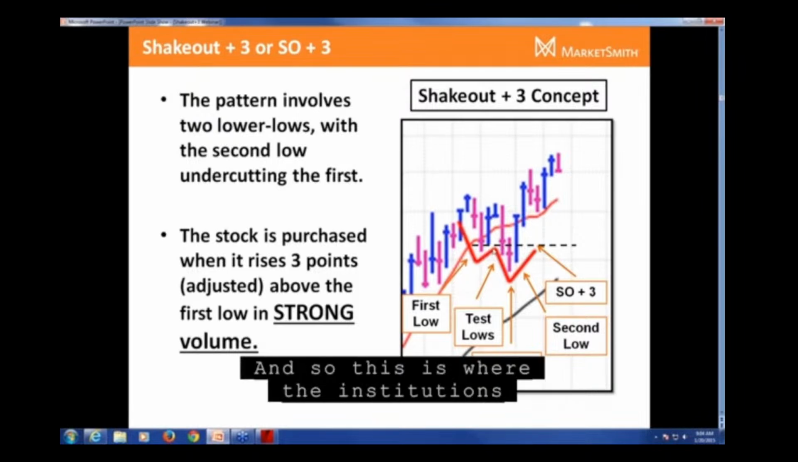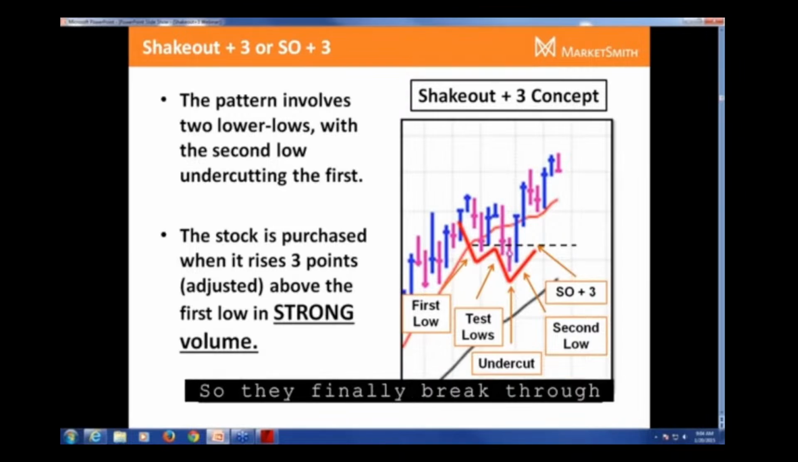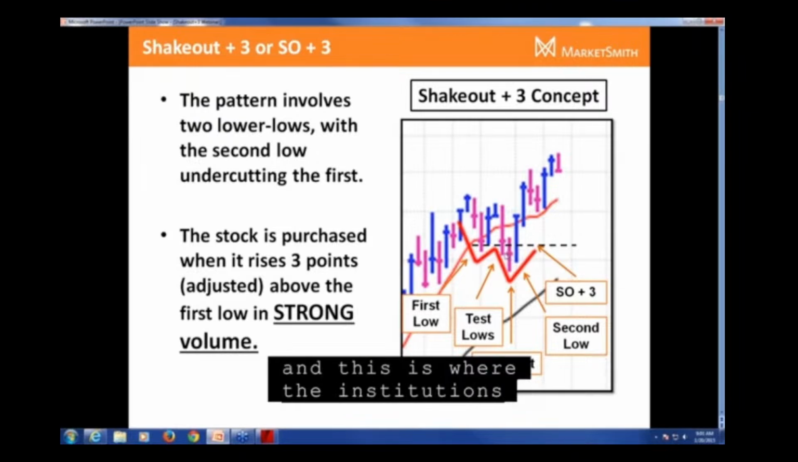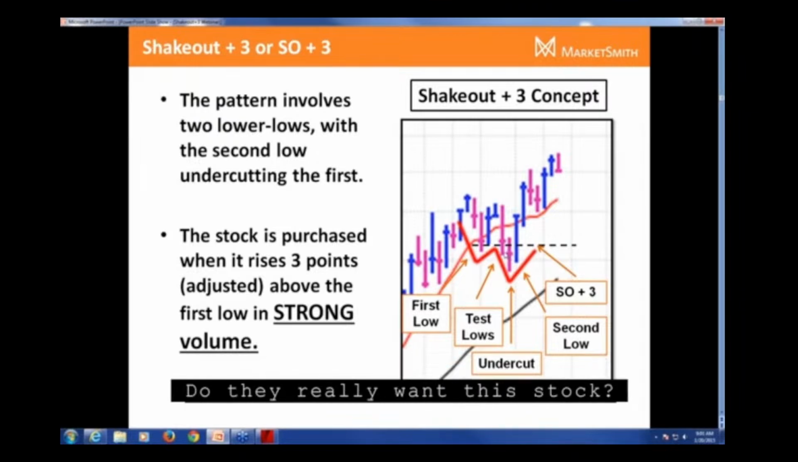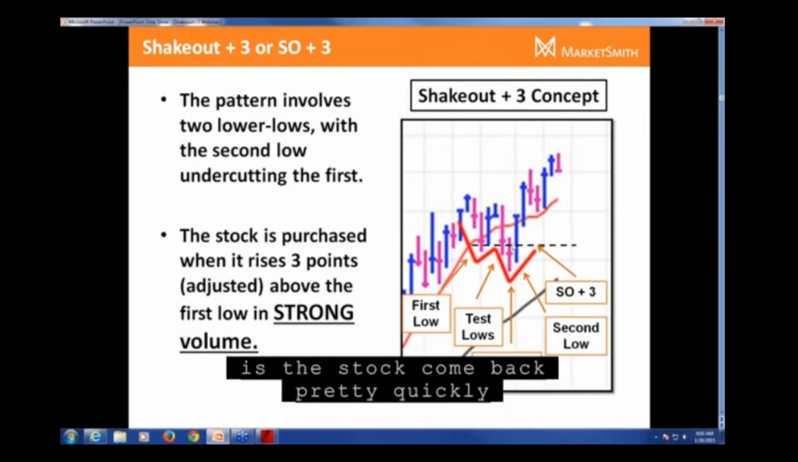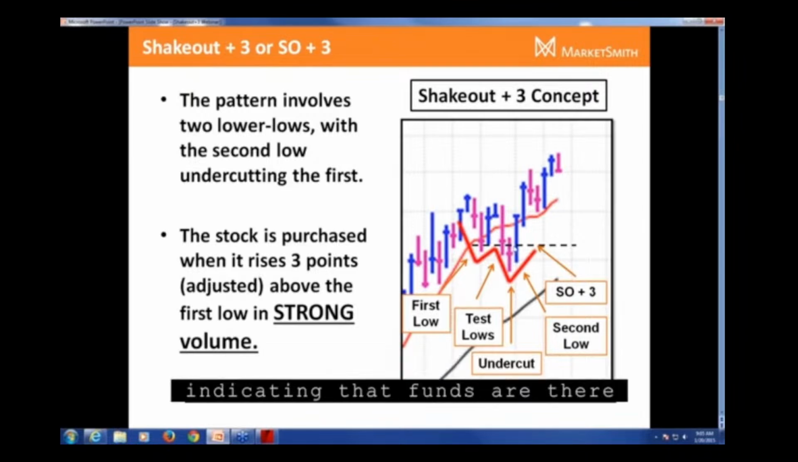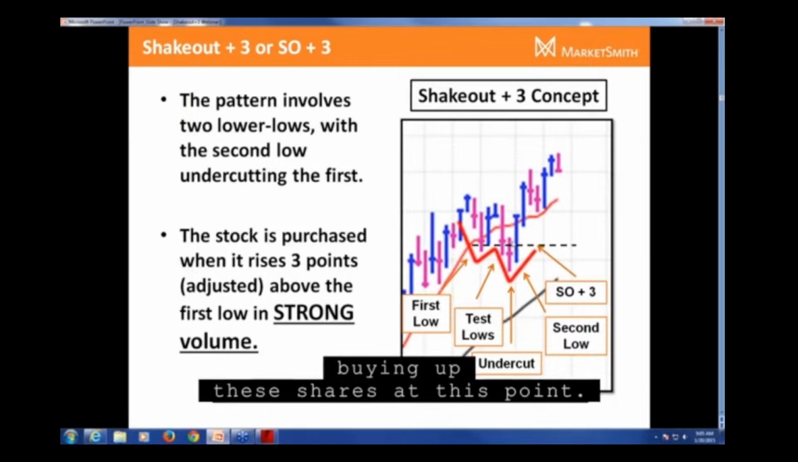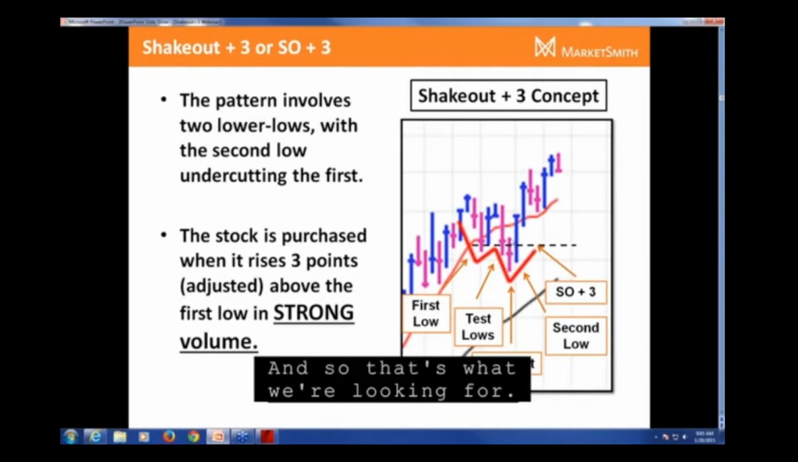And this is where the institutions are going to try to shake the tree. It undercuts, right? So you finally break through that support area. And this is the critical area, where the institutions are going to reveal their cards. Do they really want this stock? Because ideally what you want to see is the stock come back pretty quickly after undercutting that first low, indicating that funds are there buying up these shares at this point. There is demand here. There really is true support. Really, you're just getting a pretty massive shakeout. And that's what we're looking for.